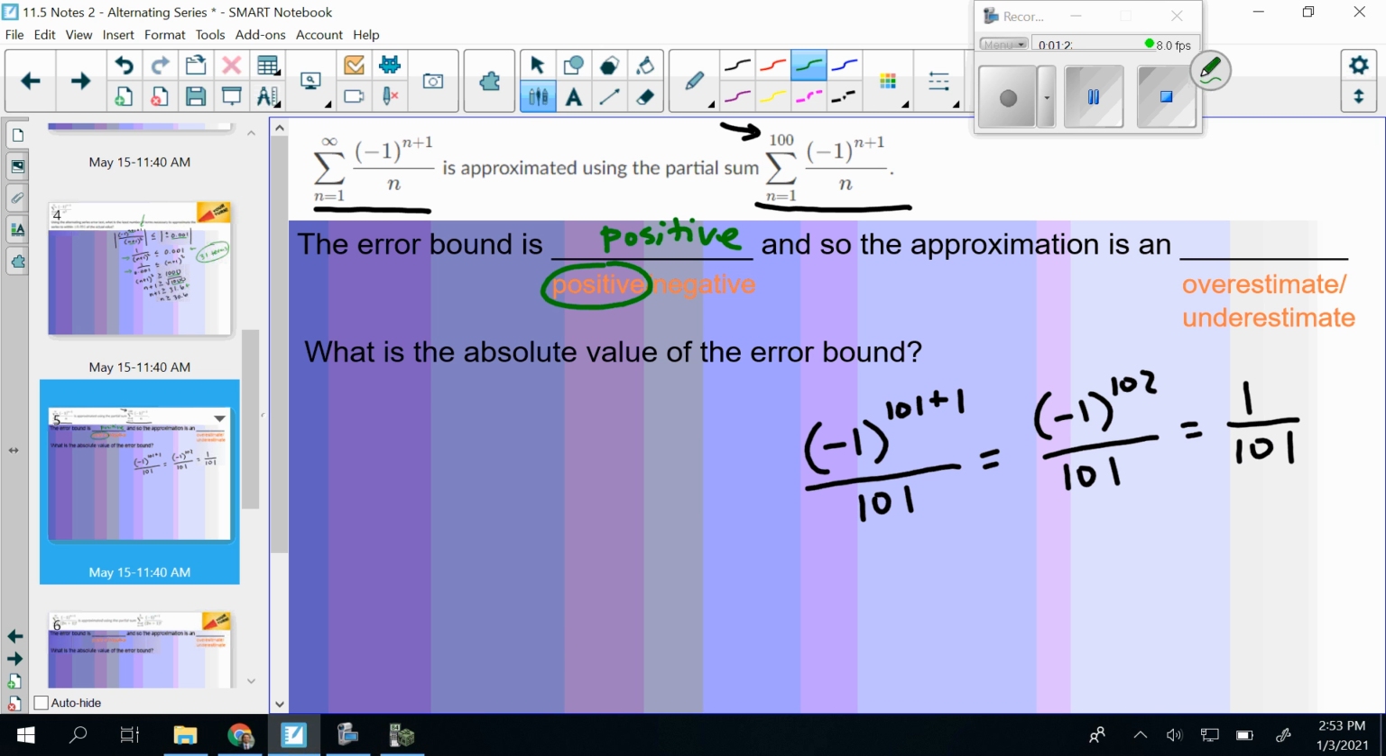And so we know if this error comes out to be positive, the approximation must be less than the actual value. So hence this is going to be an underestimate of the actual number.